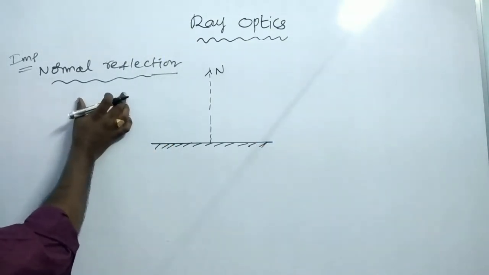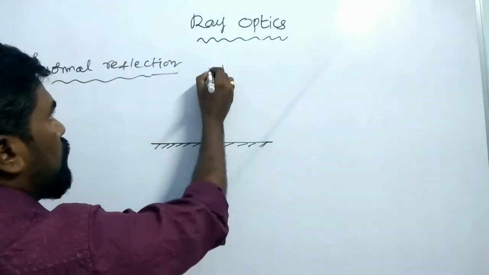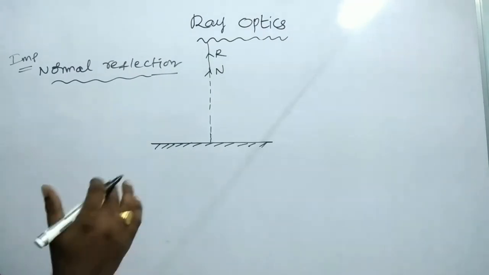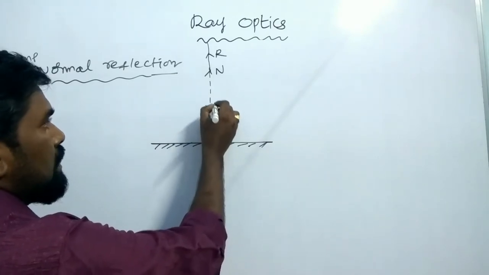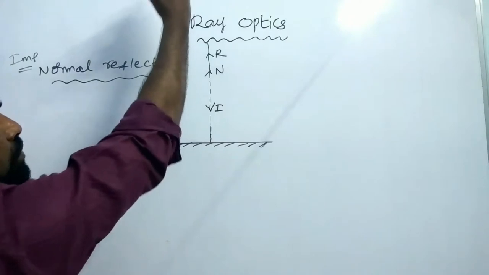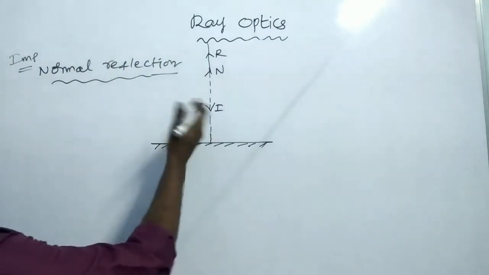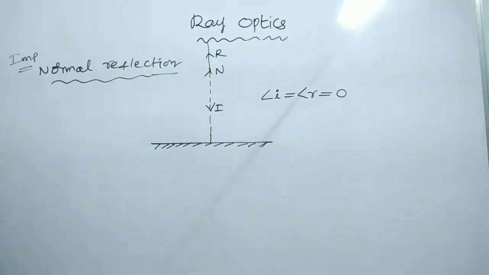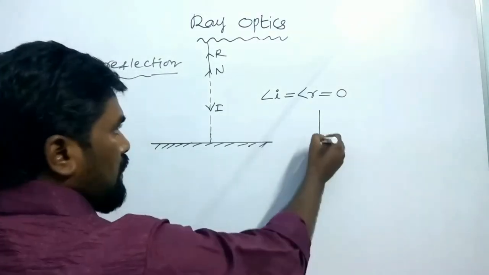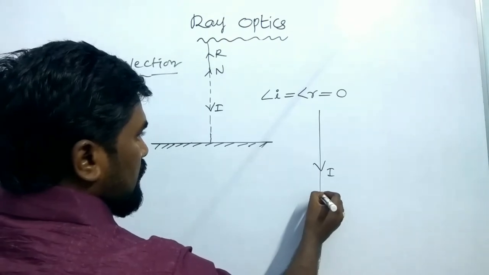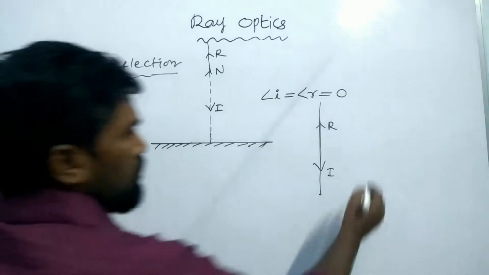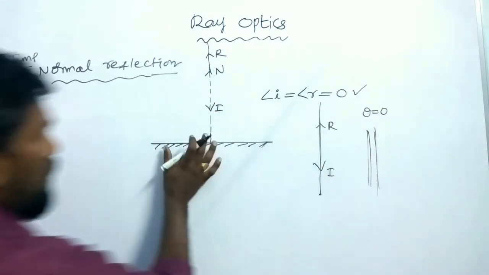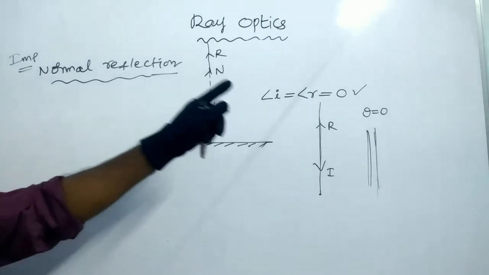The normal reflection means the ray which is reflected is in the path of the normal. So this is the reflected ray. For plane mirrors the angle of reflection and angle of incidence are the same. After incidence it will be reflected back. Now the angle of incidence and the angle of reflection are equal to zero, because this is the incident ray and this is the reflected ray. What is the angle between these two? These two are parallel, so the angle between two parallel lines is zero. That's why for the normal reflection the angle of incidence and angle of reflection are equal to zero.